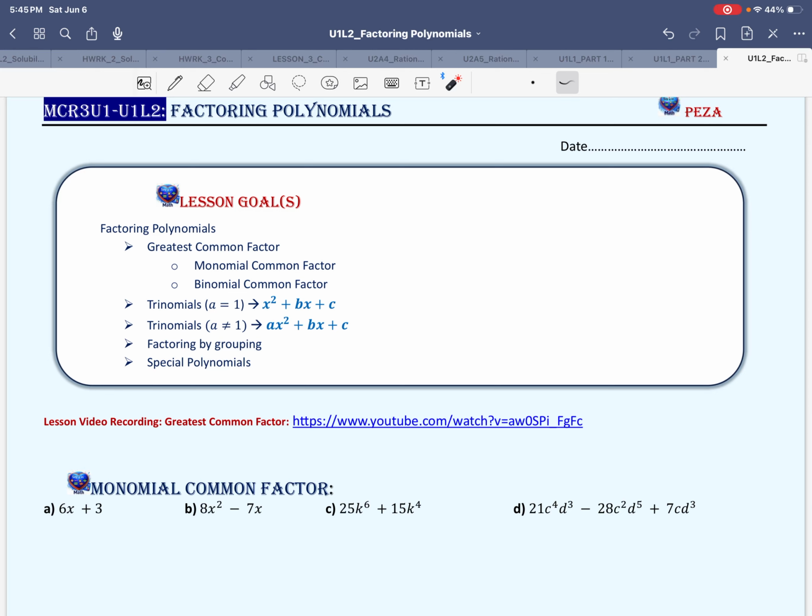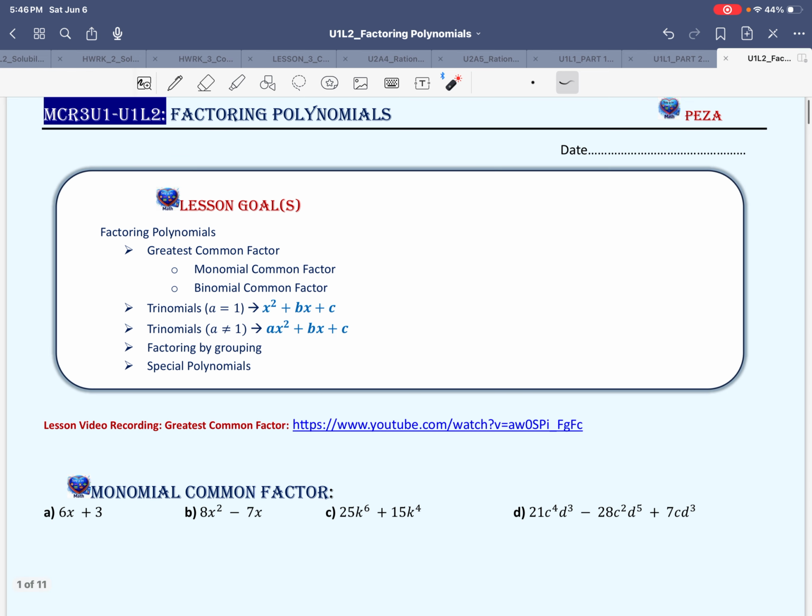In this session, we'll explore factoring polynomials. Now recall that we have learned how to factor polynomials in grade 10. We looked into a variety of polynomials, and various polynomials will require different strategies. So we're going to try to go over different strategies today with examples.